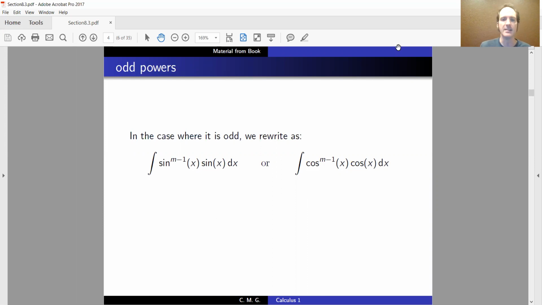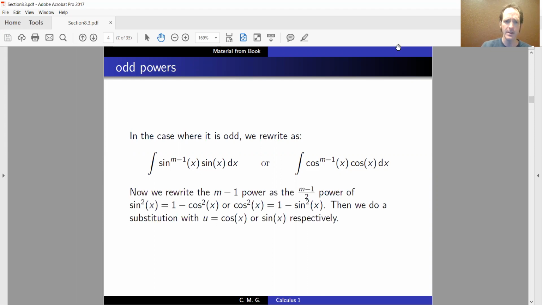Same thing for cosine. This time I peel off one cosine, and then I'm going to use a u substitution on sine, because I'm going to replace this with 1 minus sine squared. So we rewrite that power as m minus 1 over 2 as the exponent of sine squared, which is 1 minus cosine squared to that same power, or 1 minus sine squared to that same power in the other term. Then I do a substitution with either u equals cosine for the first one, or u equals sine for the second one. And then it's going to give me the term that I need.